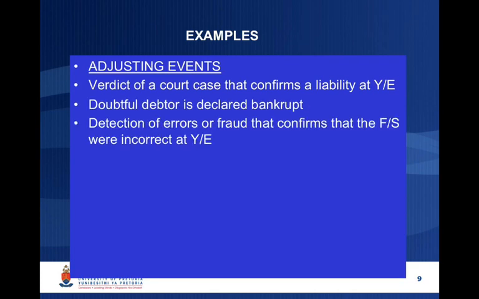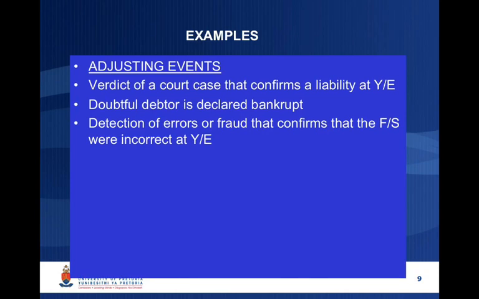Then a doubtful debtor is declared bankrupt. Remember, you have a provision for doubtful debts. So you expect that some debtors can't repay you, so it already existed at year end. So after year end, if they become bankrupt, it is a condition that existed at year end.